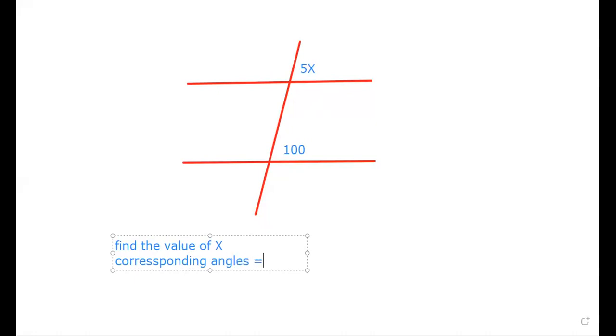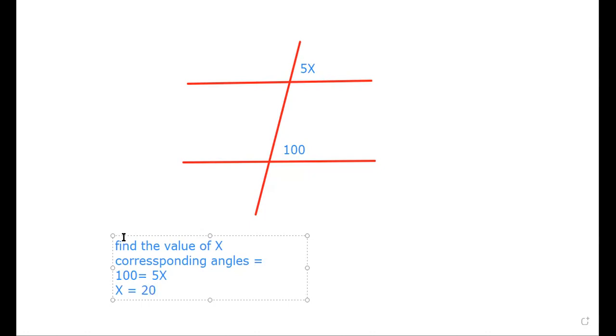The two angles which we have now are both corresponding angles. Corresponding angles should be equal in measure, which means 100 will be equal to 5x. Then 100 equals 5x, we will divide both by 5. Then the value of x will be equal to 20.